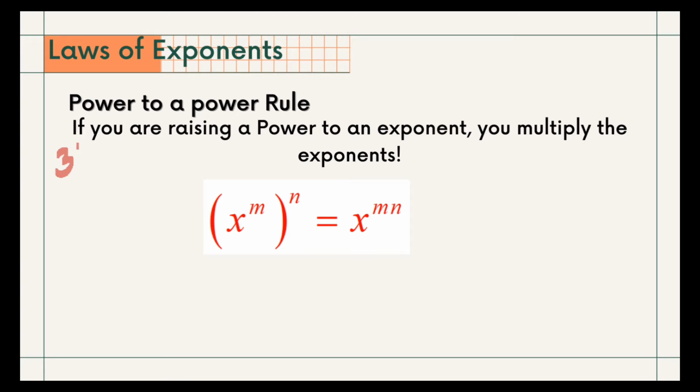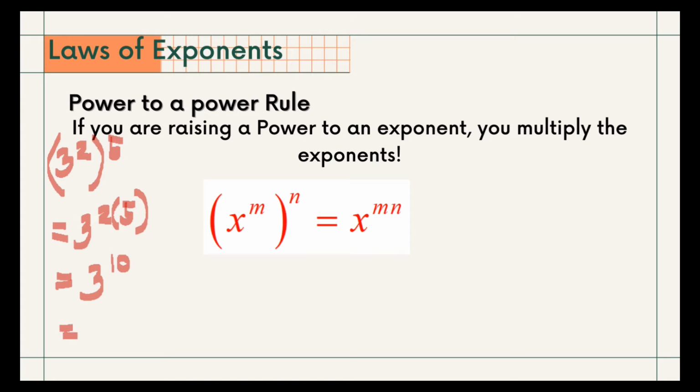So, example, you have 3 raised to 2, and then this 3 raised to 2, ni-raise natin by 5. So, multiply lang natin yung dalawang exponents. So, you have 3 raised to 2 times 5. And then, 3 raised to 2 times 5 is equal to 10. And then, 3 raised to 10 is equal to 59,049.